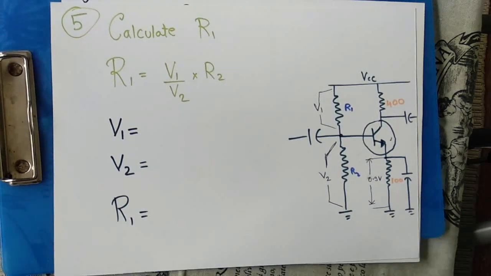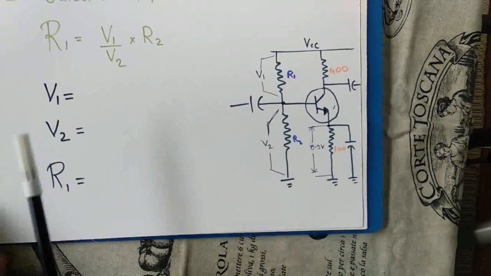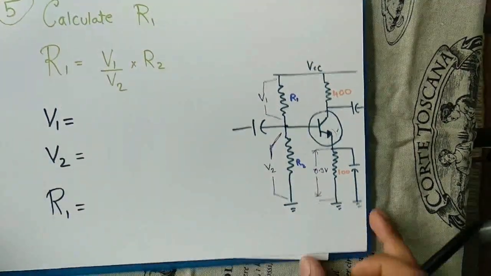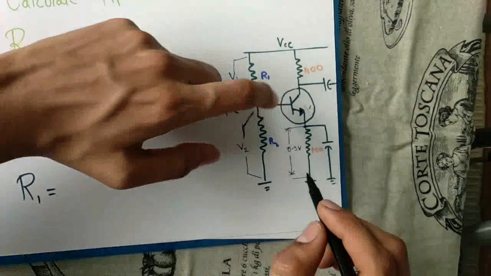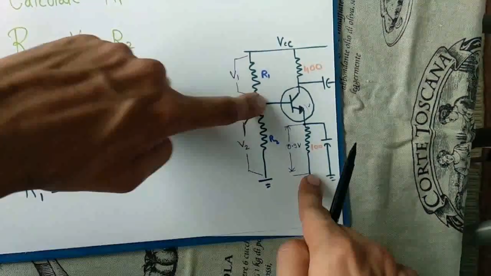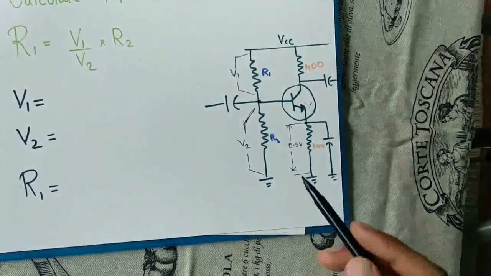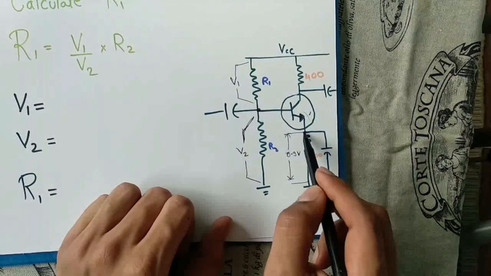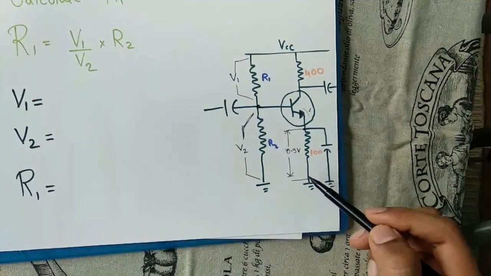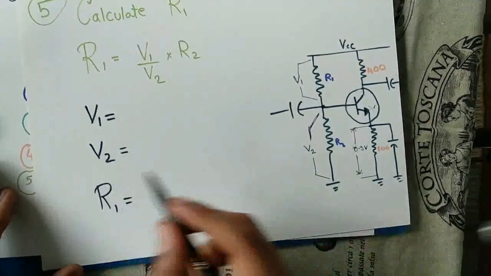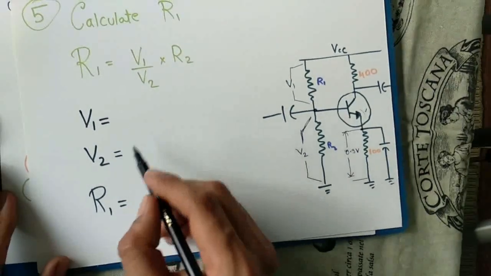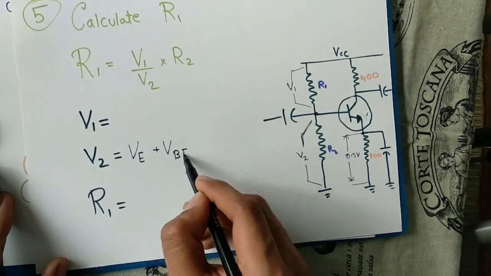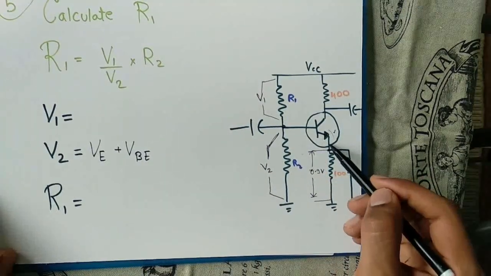Okay, so a good idea would be to find V2 first. To find V2, we have to find the voltage between this point and ground, and that will give us V2. In a nutshell, we can also say it's the voltage drop across this diode plus the voltage drop across this resistor using Kirchhoff's voltage law, and that basically means it's VE plus VBE, and VBE is just the voltage drop across the diode.